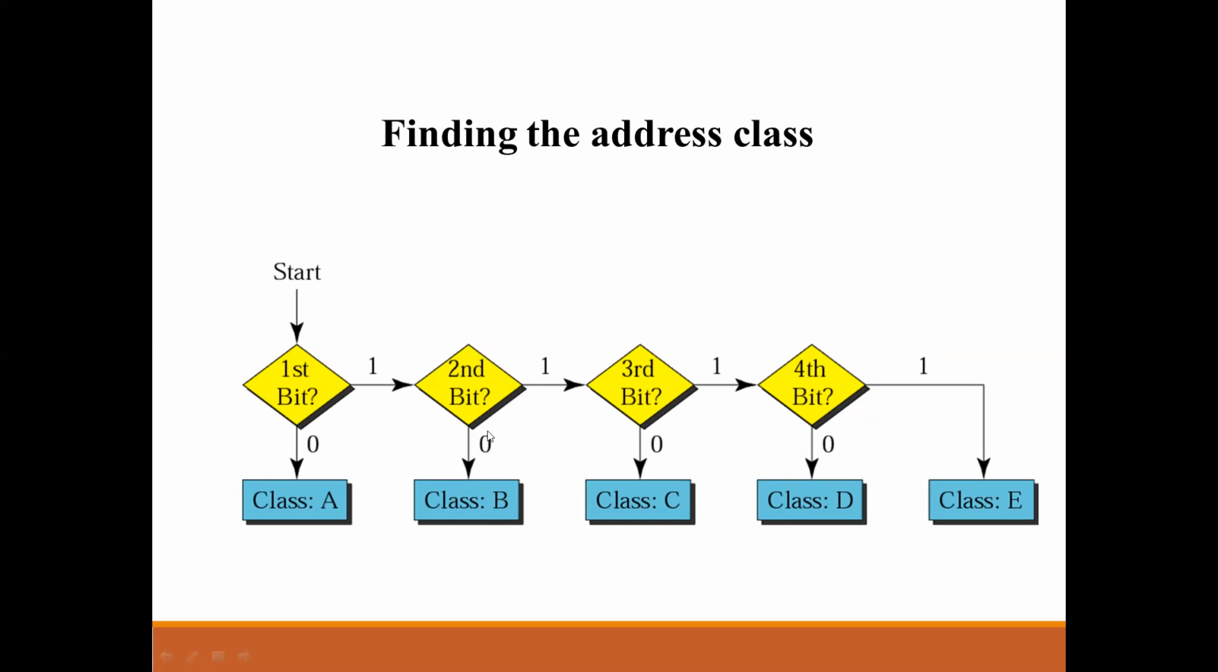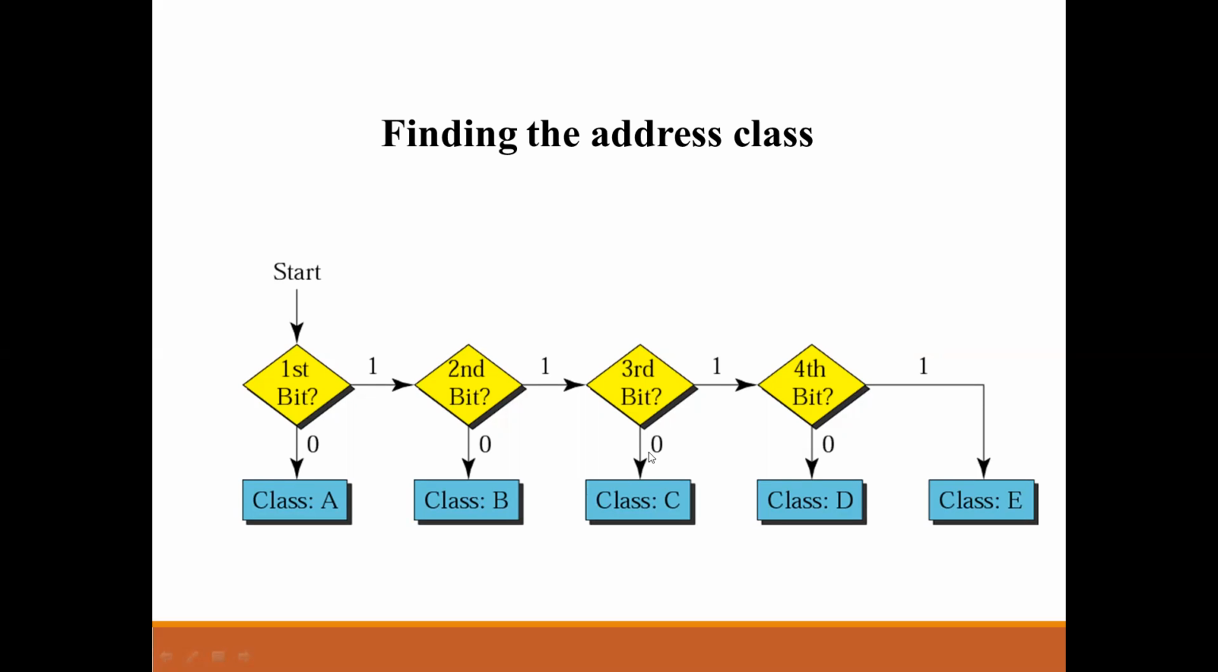If it is not 0, then we have to go for the third bit. If it is 1, we have to go for the third bit. The third bit is to be checked over here. And if it is 0, it will be 1, 1, and 0. That is the class C addressing system.